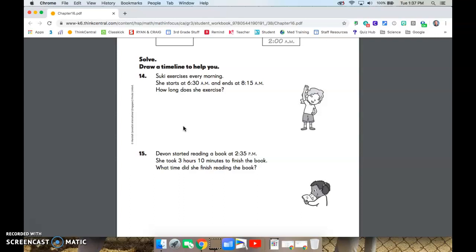So we go from 6:30, go ahead an hour, that's 7:30. So that's 1 hour. We can't make it to 8:30 because it's only 8:15. Now we got to add the minutes. From 7:30 to 8 is 30 minutes, and then from 8 to 8:15 is another 15 minutes. So we add those two together and it's 45 minutes. So it's 1 hour and 45 minutes. Good exercising.